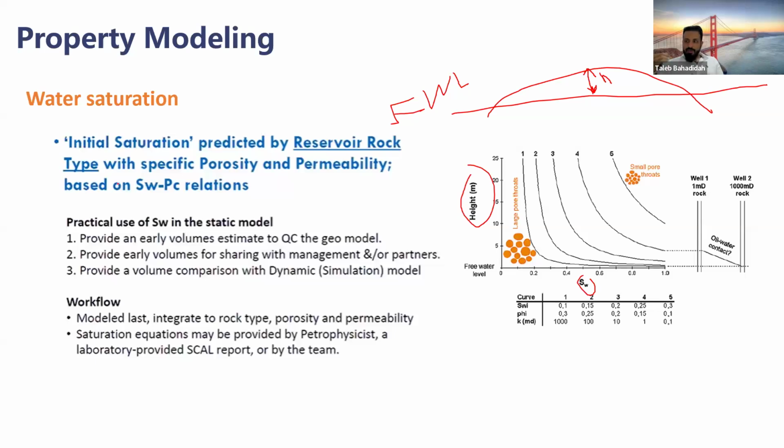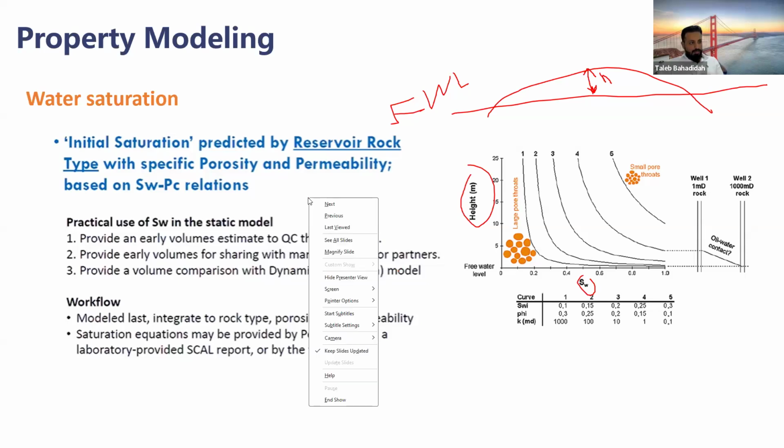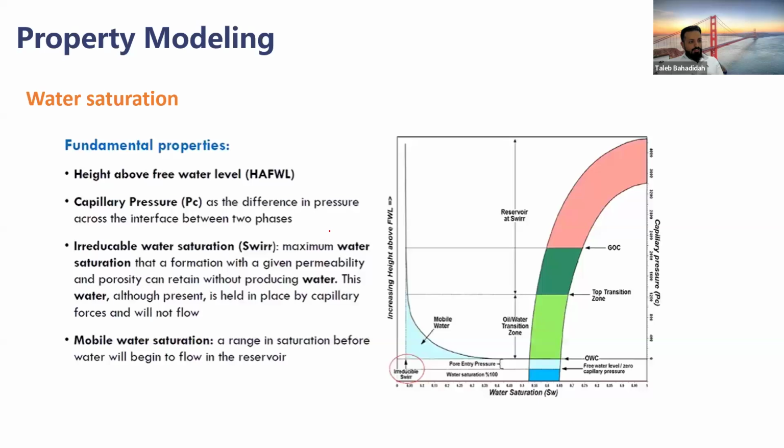Every rock type has a different equation with a specific porosity and permeability, based on the saturation and the capillary pressure relation. So this is how we are modeling the saturation. And here, this is another concept of the height above free water level. We call it height above free water level.